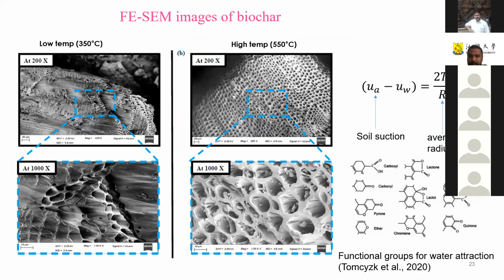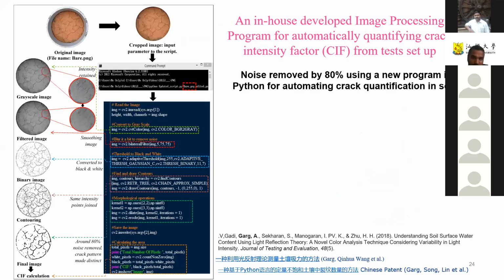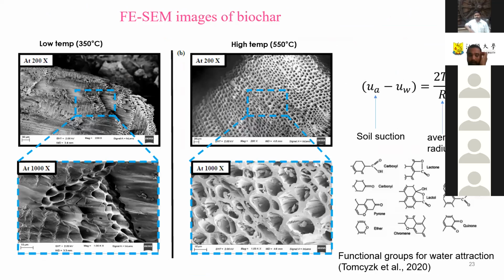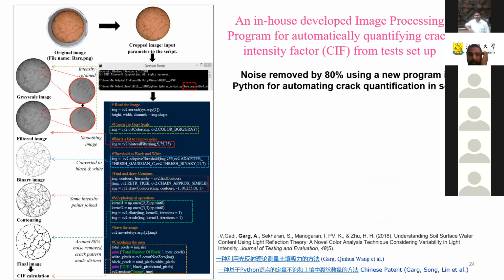Okay, your porosity increases. However, these functional groups reduce. So these images that we took during this experiment, we did this analysis by measuring crack intensity factor. For this crack intensity factor, we developed our own program in Python language, which we also patented. In this program, you can automatically calculate crack intensity factor by importing multiple images at one time.